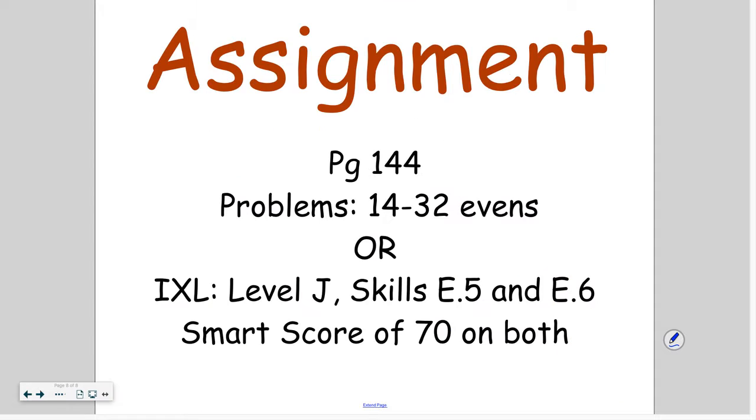Your homework assignment is either from the book, page 144, problems 14 through 32 evens, or if you would prefer to do IXL, go into level J and work on skills E5 and E6, and you need a SMART score of 70 or 1 ribbon on both of those levels.